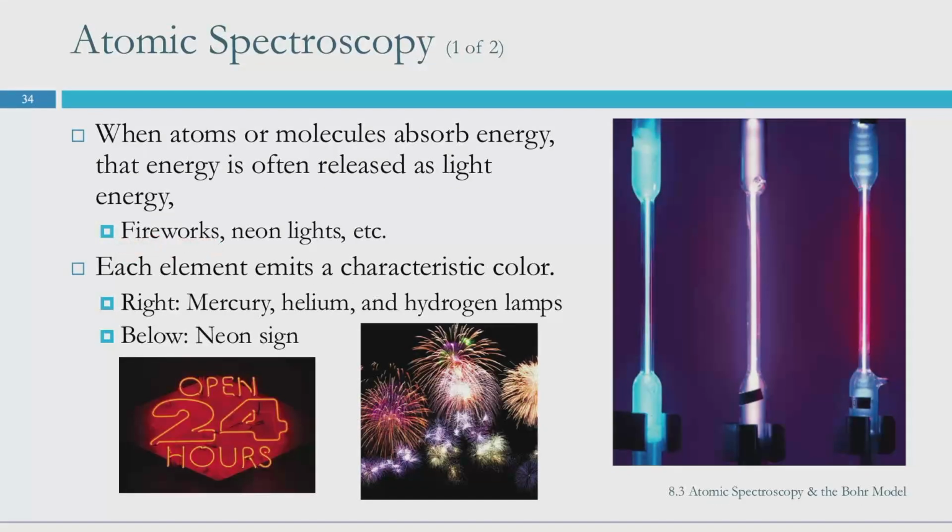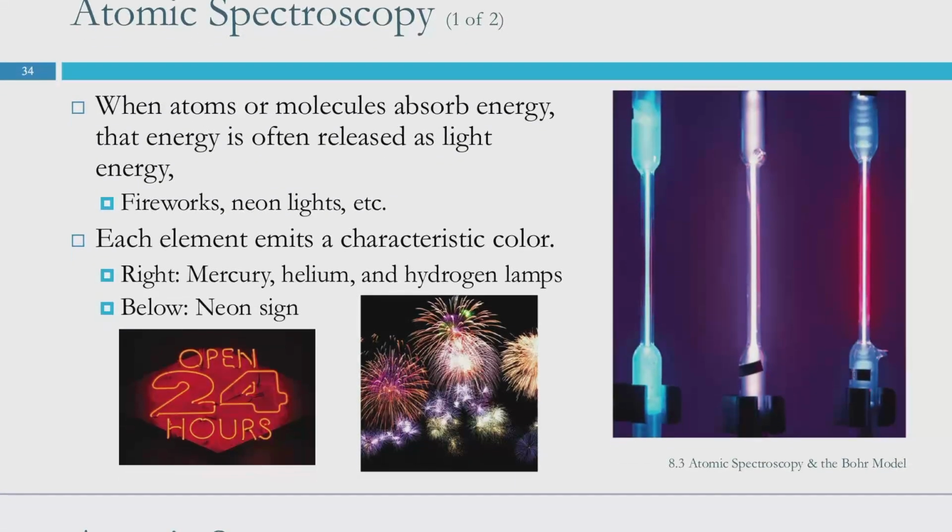So for example, fireworks are different colors because of the different materials that are used. They give them a bunch of energy, usually by burning them, and then it causes them to emit light. Neon lights, it's a similar thing, but you're not burning the neon gas. You're just charging it with a bunch of electricity to give it energy to make it glow a certain color.